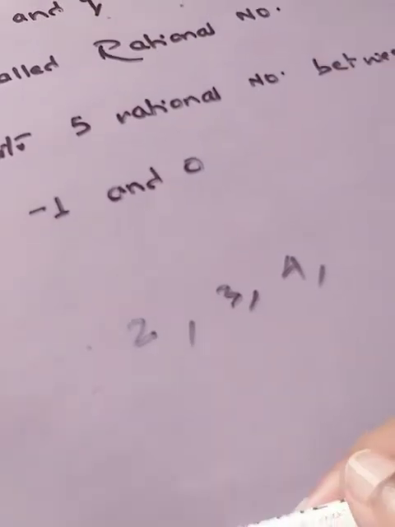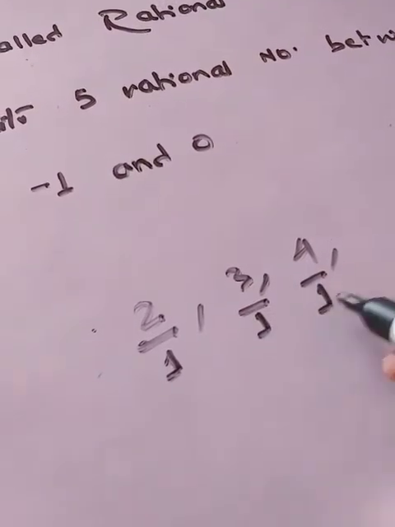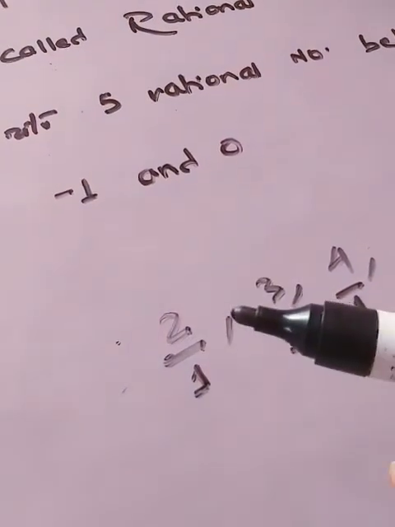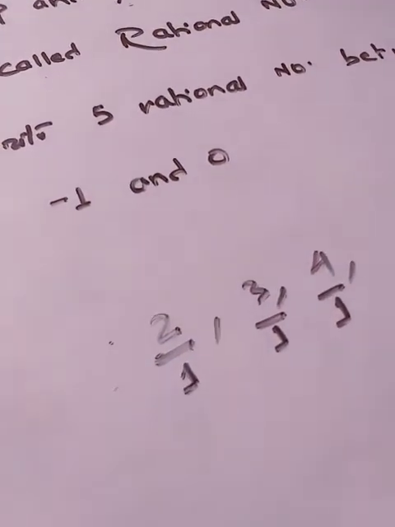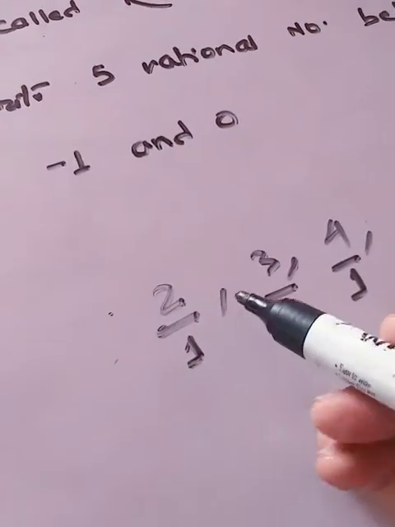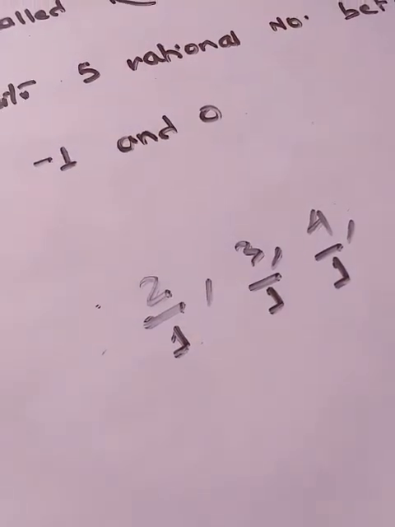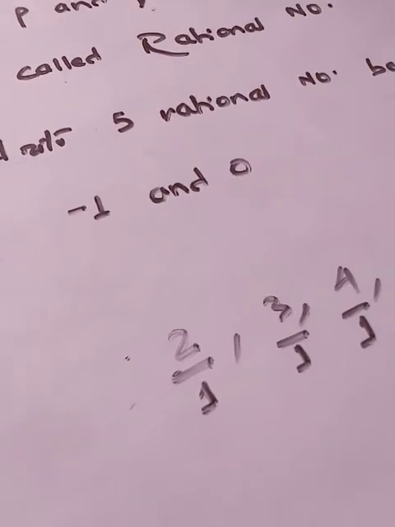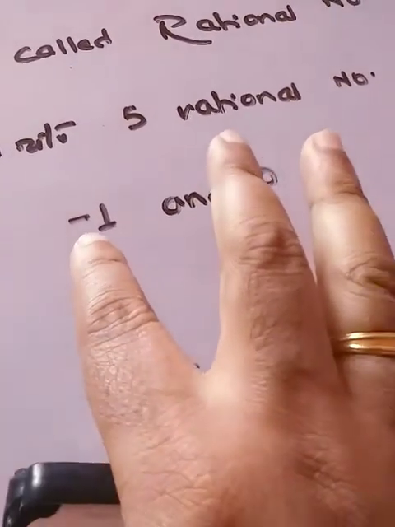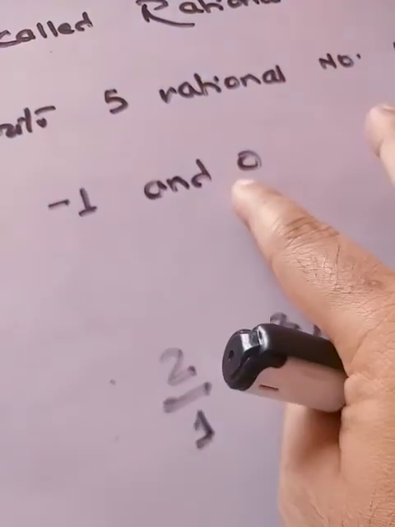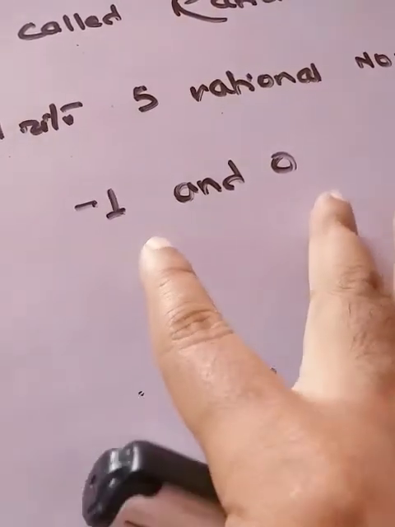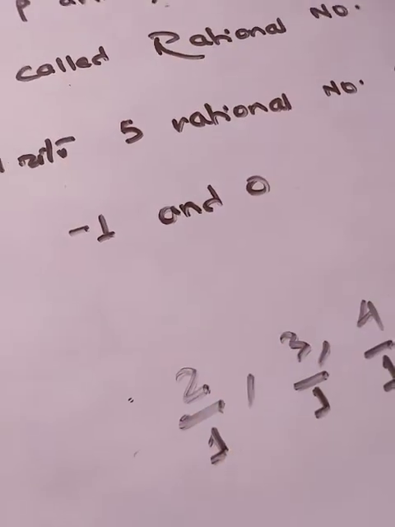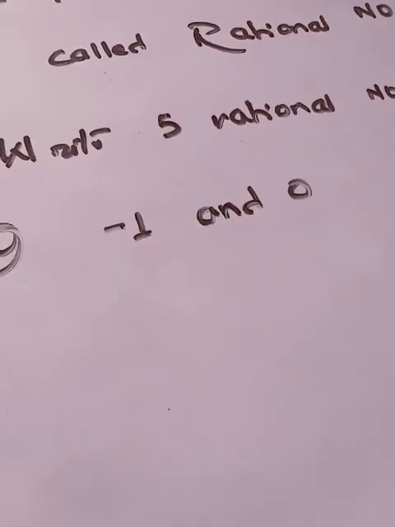Yes, they are in the form of p by q, because when we write 2, we can also write 1 in the place of the denominator. So the numbers you see on the number line are all rational numbers because they carry 1 as a denominator. So when I'm asking to insert 5 rational numbers between minus 1 and 0, minus 1 is also carrying 1 as a denominator and 0 is also carrying 1 as a denominator. So they are in the form of p by q, and in both cases q is not equal to 0.